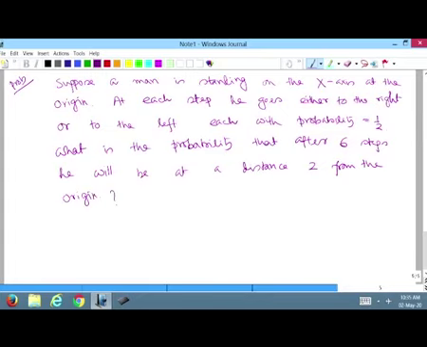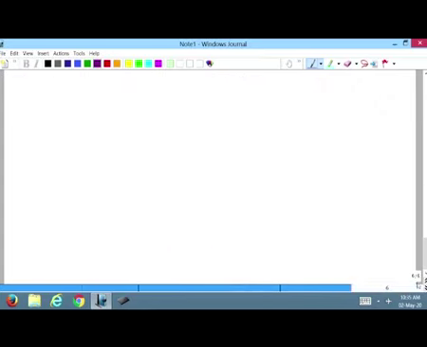So, I hope you understood the question. Here is the initial position. He can go either in this direction or in this direction with probability half and half at each step. We want that after 6 steps he is here or here. What is the probability? So, how to do that?